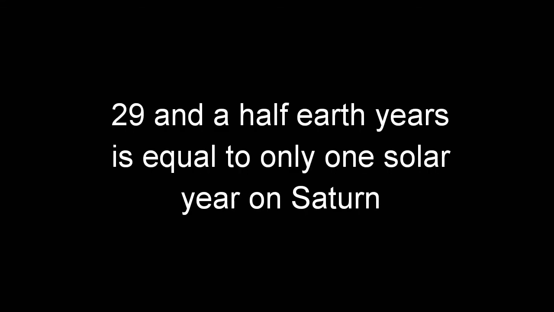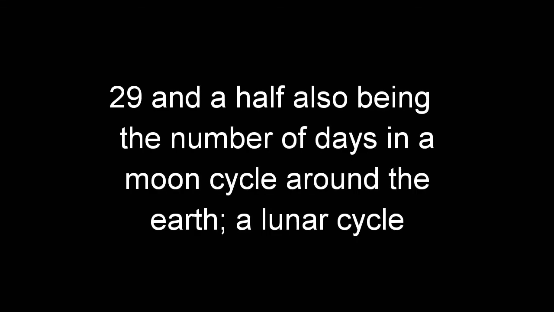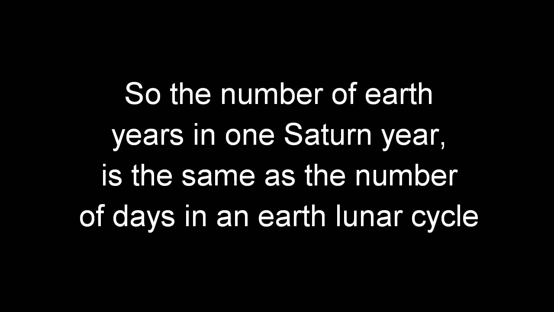29.5 Earth years is equal to only one solar year on Saturn. 29.5 is also the number of days in a moon cycle around the Earth, a lunar cycle. So, the number of Earth years in one Saturn year is the same as the number of days in an Earth lunar cycle. I believe this is also an intelligent design feature.